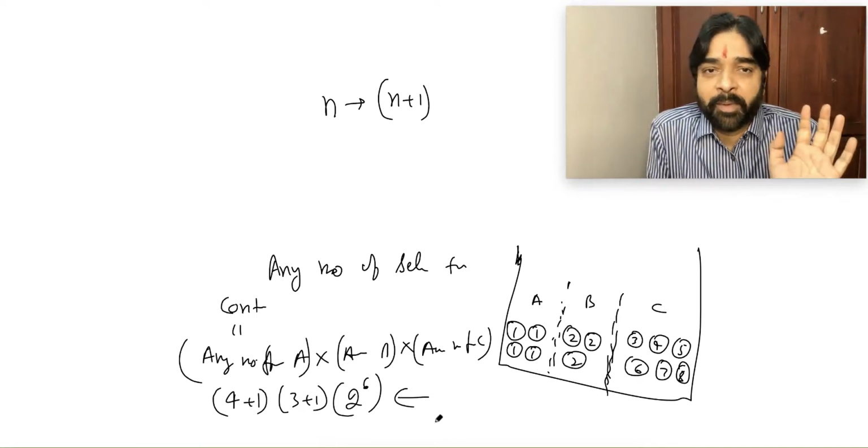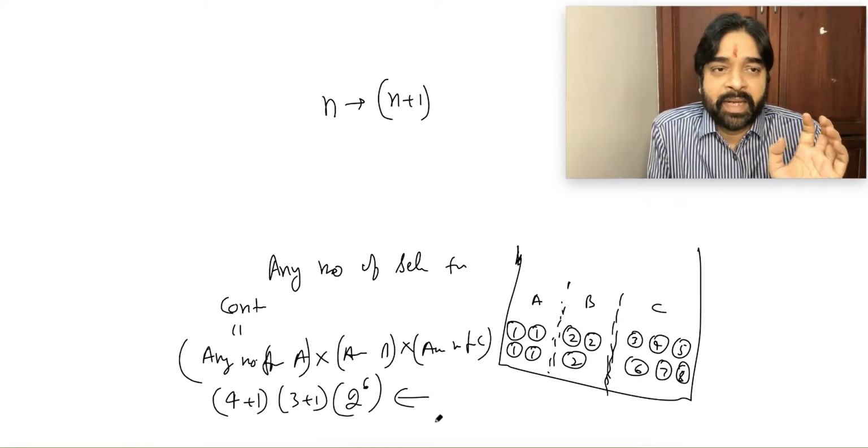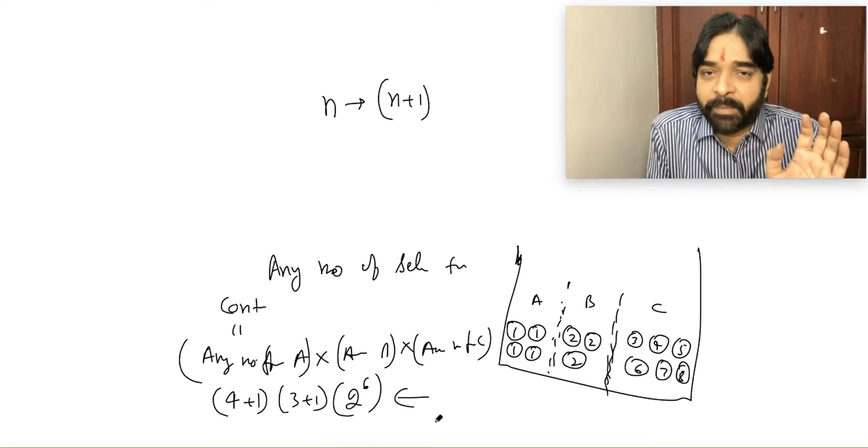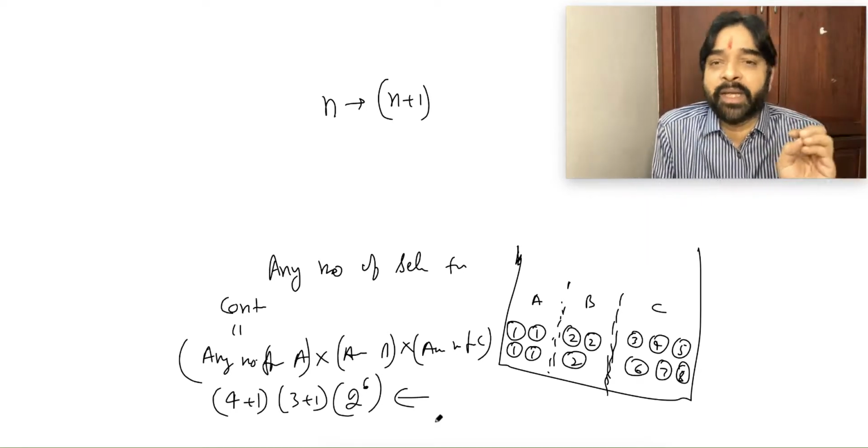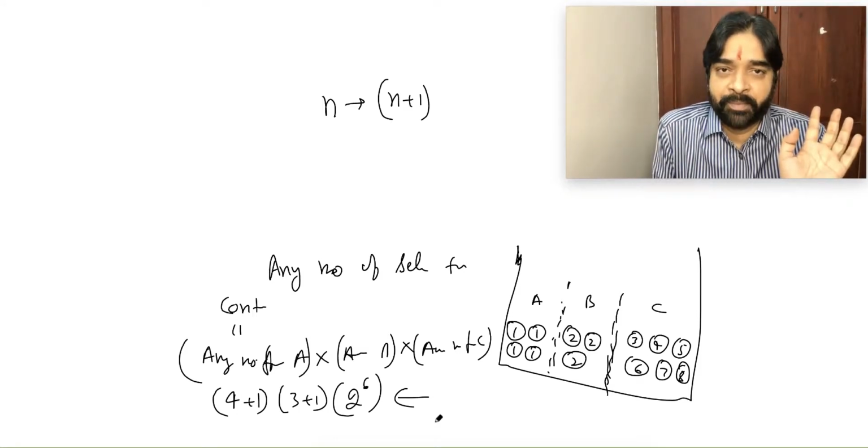Have you understood the point? Slightly, visualization is there. It's not that easy. But is it clear to all of you? Any number of selections from this container, I will say that any number from A into any number from B into any number from C.